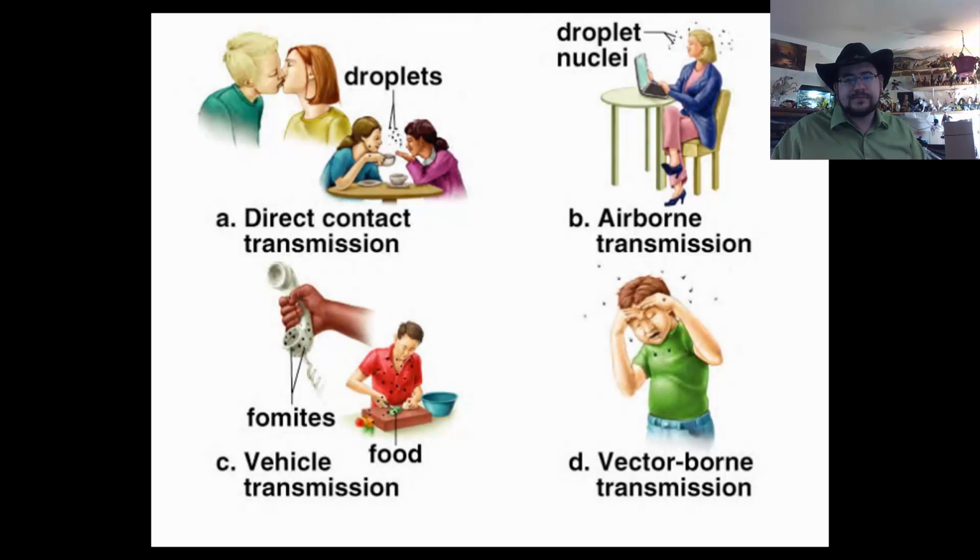So there's the upshot. All right, last picture. Direct contact, either droplets or literally direct contact. Airborne, droplet nuclei, which is the fancy way of saying droplets in dust. Vehicle, objects, like this phone or this cutting board. Vector, like mosquitoes. So, just a nice little picture to drive it home.